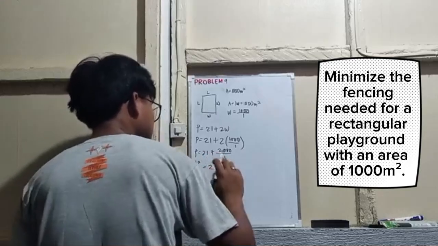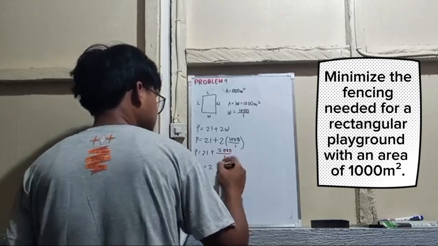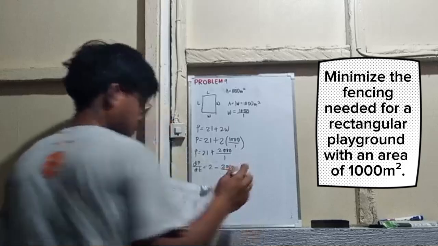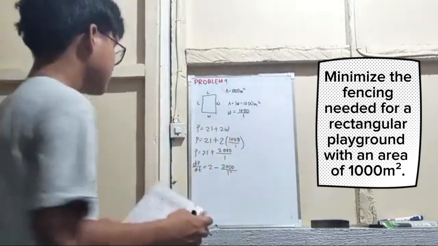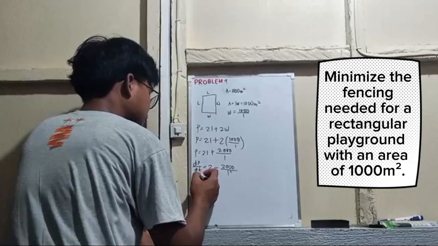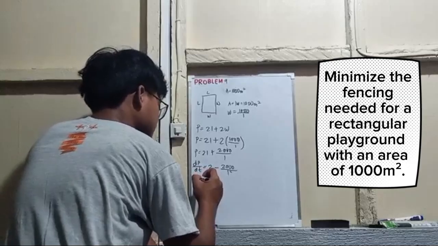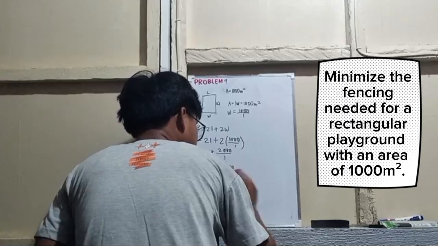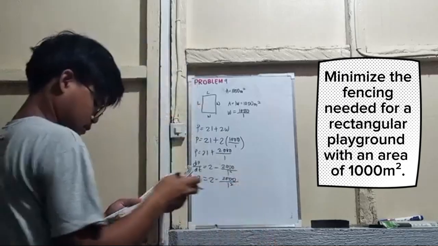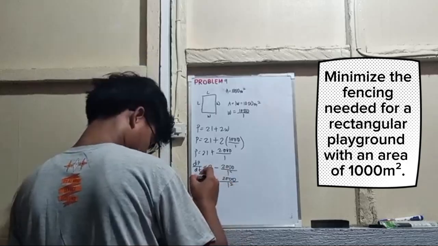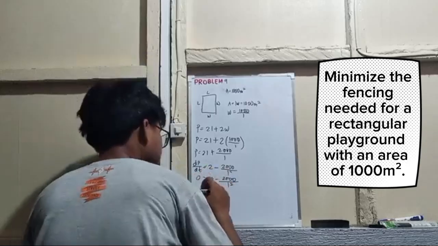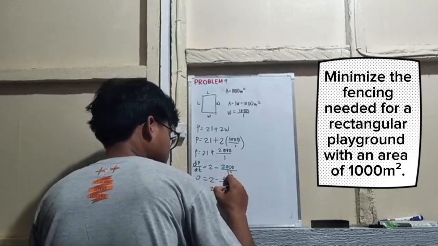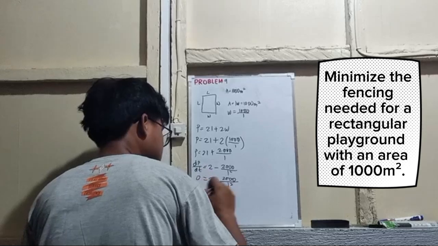The 2L will become now 2, then 2,000 minus 2,000 over L squared. Now we will equate the dB over dt as 0. So 2,000 over L squared. Then transpose that 2, so we will get 2,000 over L squared, and multiply both sides by L squared.